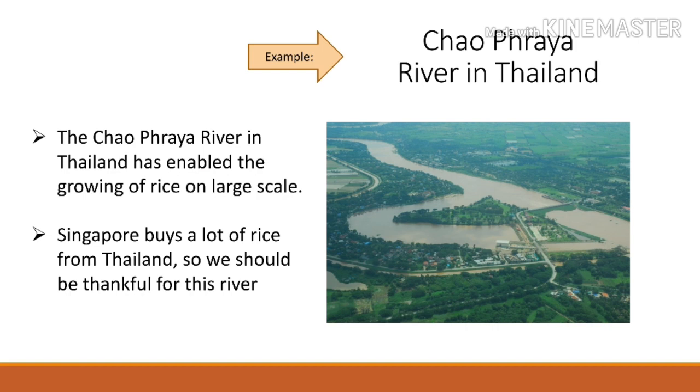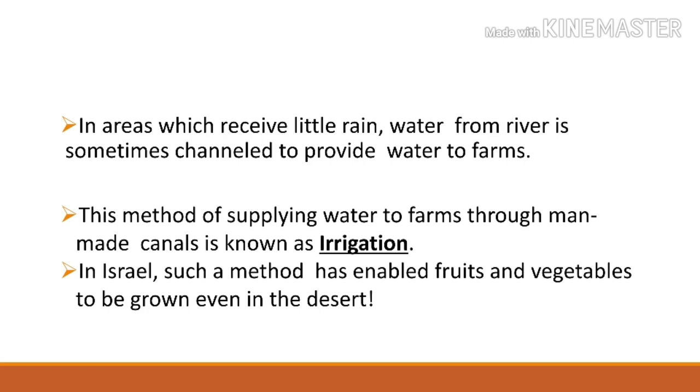However, there are some areas which receive only little rain. With the help of rivers, fresh water is sometimes channeled to provide water to farms. And this method of supplying water to farms through man-made canals is known as irrigation. In Israel, this method of irrigation has enabled fruits and vegetables to be grown even in the desert. So, please take a look at figure 10.16 in your book, page 122, the picture of rivers providing water for the growing of crops in the Indus Valley.